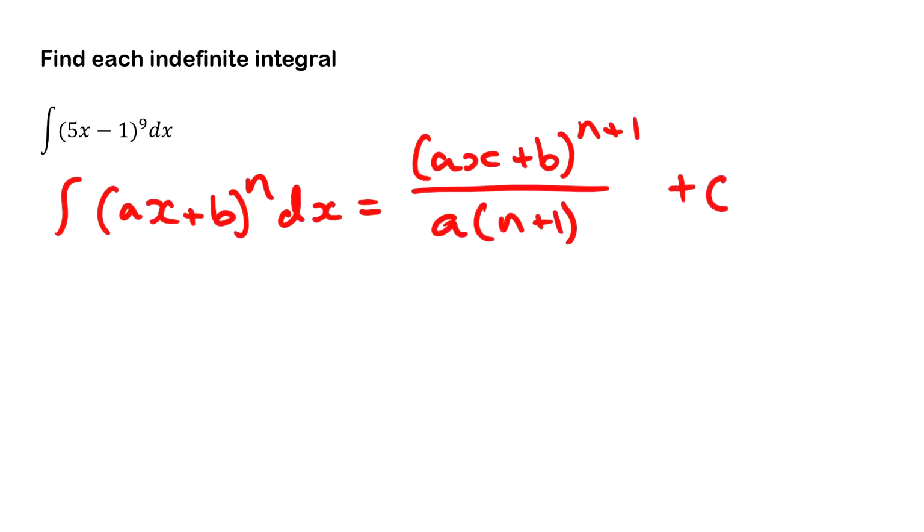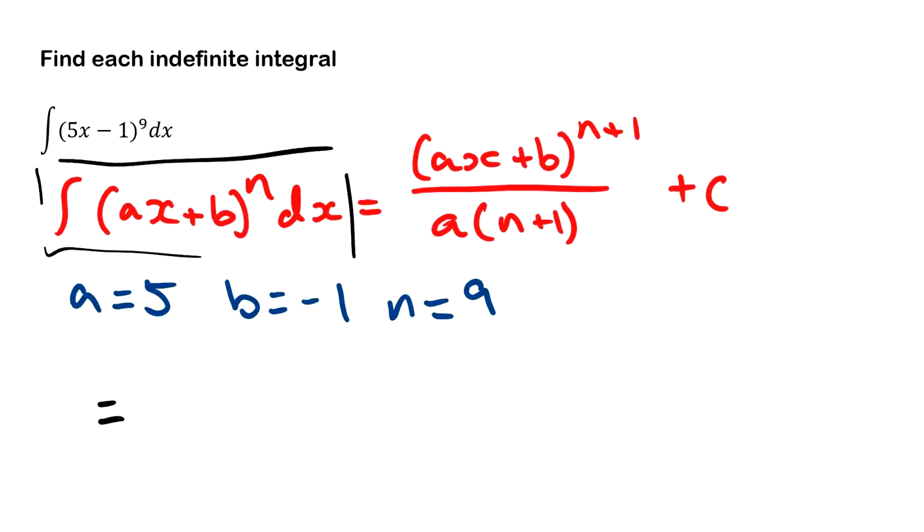Alright, so at this point we can look and try to substitute things in. So obviously my a is going to be 5, my b is going to be -1, and my n is going to be 9. So we can go and substitute these in. Now really we don't need to focus on this part because that's just saying what we're using. So what we're really focusing on is the right hand side of the equal sign.